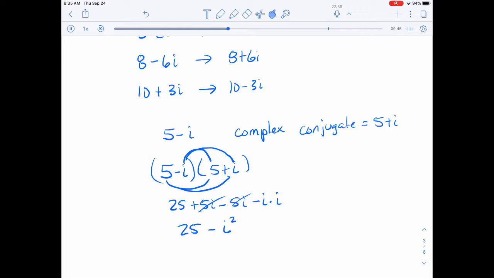But remember, i squared is equal to a negative 1. So let's substitute that in for our i squared. We have 25 minus a negative 1, which is equal to 26. And yes, this number is wholly real, so it confirms that the complex conjugate of 5 minus i is 5 plus i.